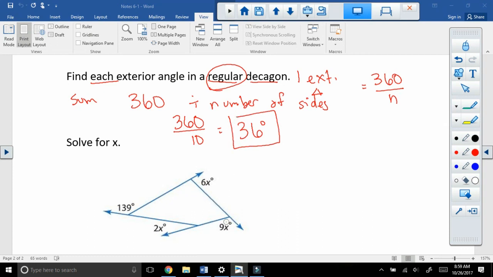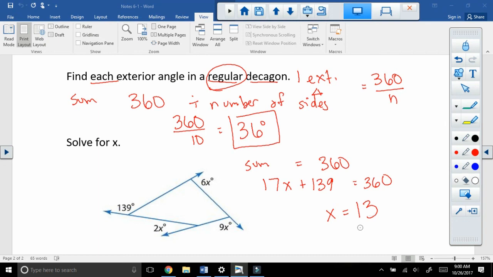Okay, in this picture here, they've marked all of those exterior angles, and you have 4 of them. Well, the sum of all of these is going to equal 360. So to solve for x, I would just add all those up and set it equal to 360. So when I add all those up, I get 17x plus 139 equals 360. So I can subtract that 139 over and then divide by 17. When you do that, you should get x to equal 13.